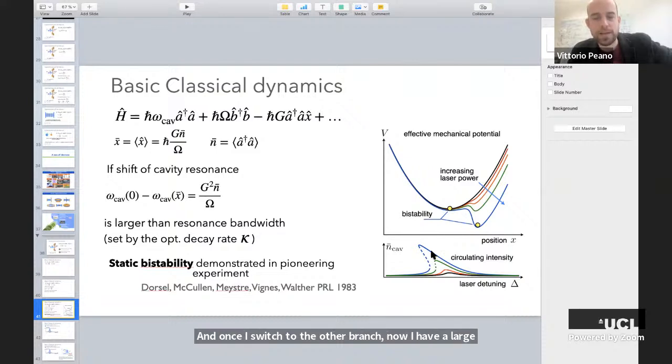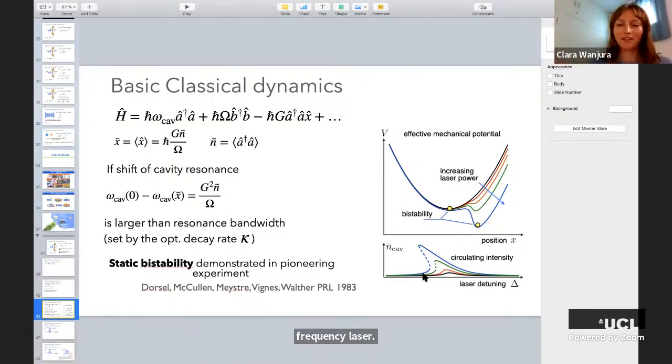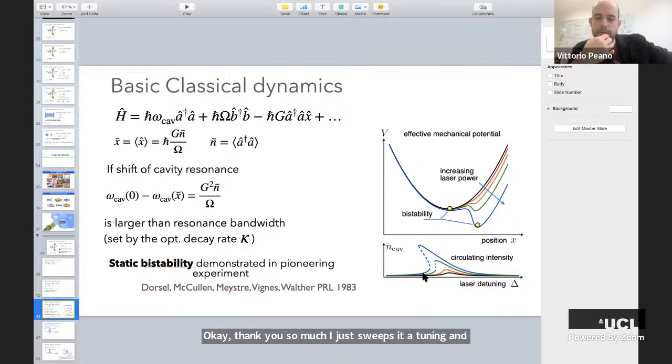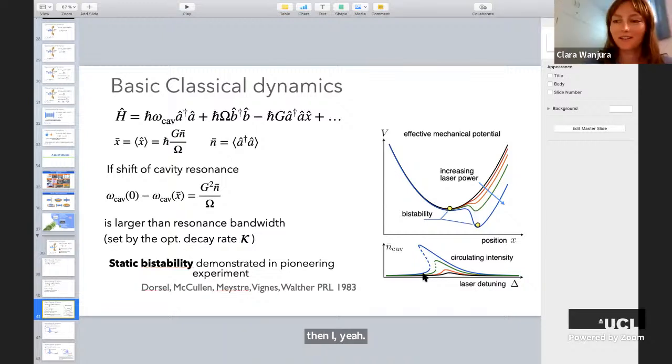And if I change my laser detuning again toward the side of the resonator, I will move in the large amplitude solution. So I can see hysteresis if I sweep the laser frequency. Okay, thank you. So essentially, I just sweep the detuning and I have one solution, but then I switch to the other. Yeah, exactly. Okay.